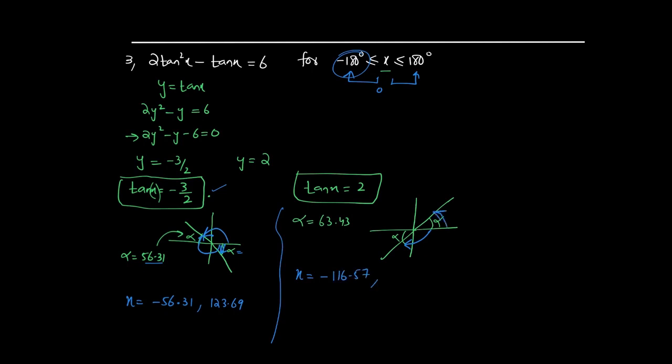Now the first positive angle is 63.43, and you won't be taking the other positive angle because it crosses 180. So the four answers, correct to one decimal place, are minus 116.6, minus 56.3, positive 63.4, and positive 123.7.